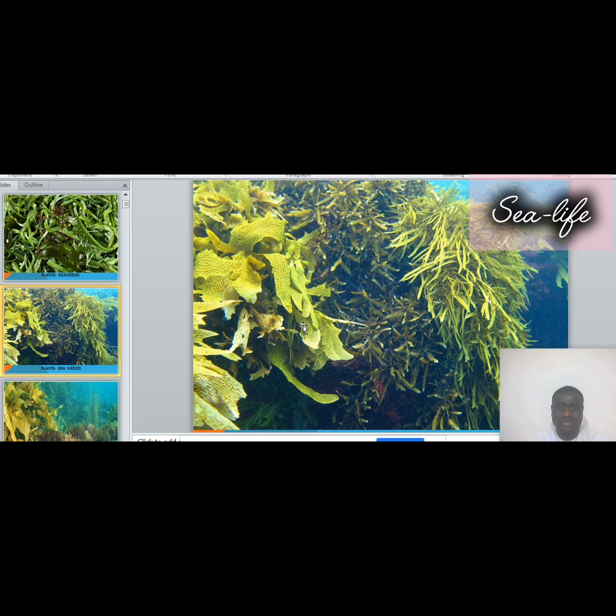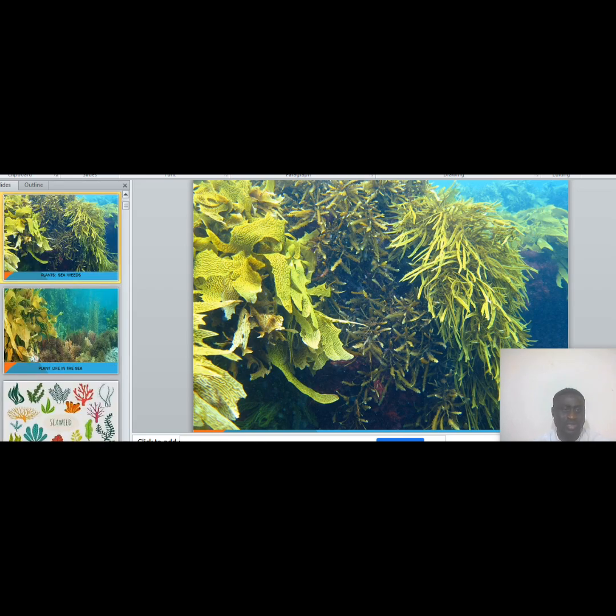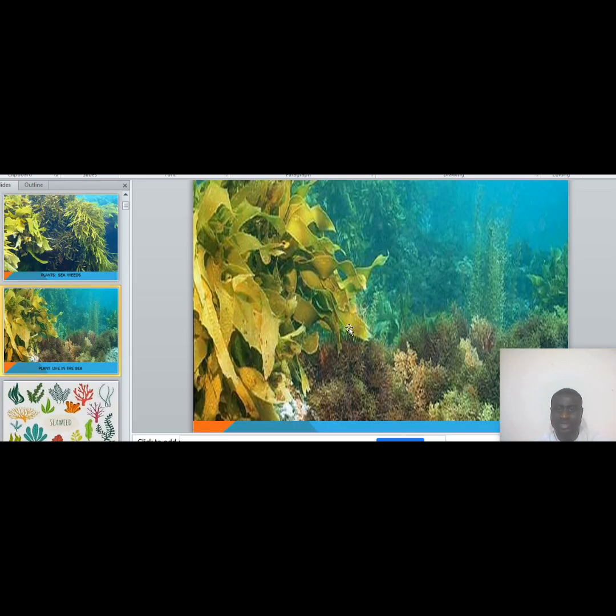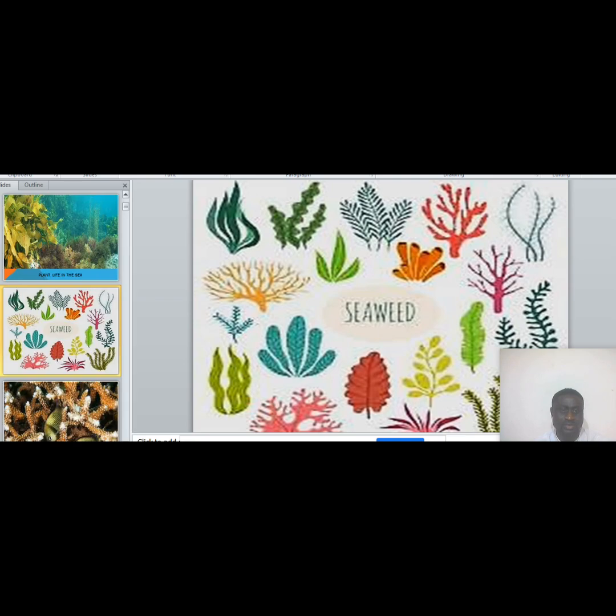And when I say biodiversity, what do we mean? Biodiversity is simply the total number of plants and animals that can be found in a particular habitat at a given time. I'll quickly take you to the next slide, which also shows another example of seaweeds occupying different portions of this sea, as you can see. Then the next slide shows different species of seaweeds. They are of different shapes and sizes, and they occupy different parts of the sea for particular purposes.